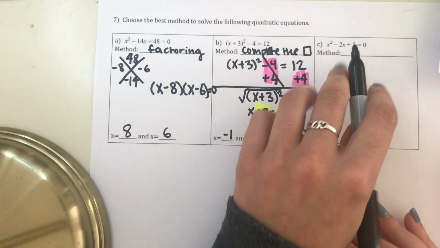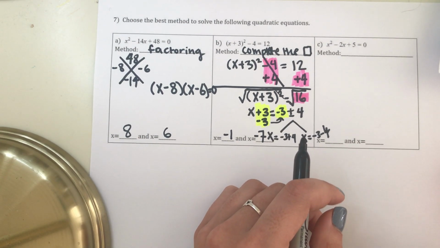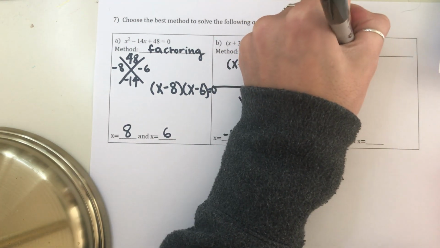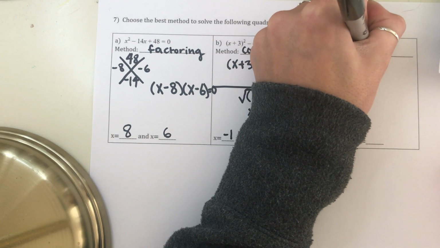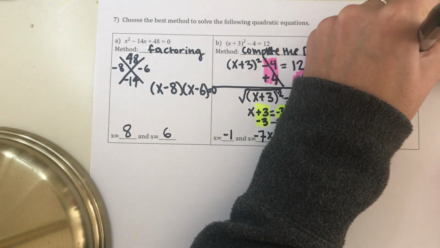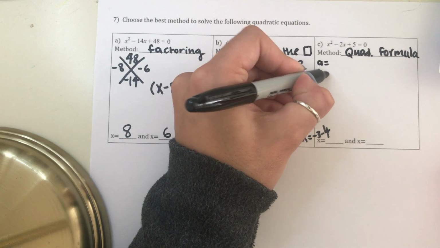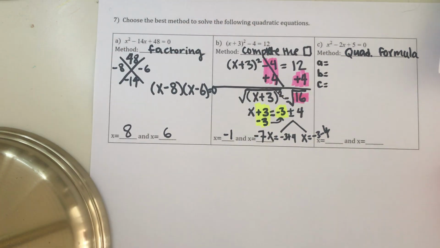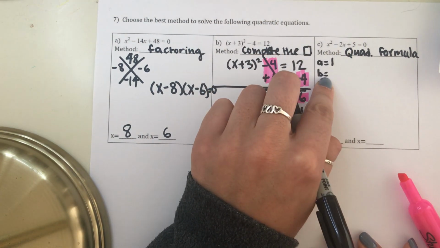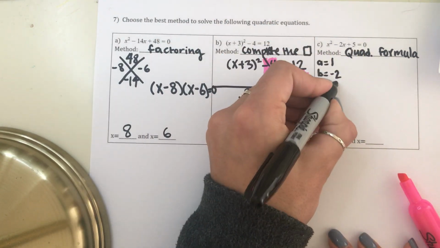And the last one, we check to see if it's factorable. And since the only factors of 5 are 1 times 5, and there's no way that's going to add up to negative 2, I'm going to use the quadratic method here, the quadratic formula. Okay, so I'll label my A, B, and C. A is going to be 1 because there's no value in front of x squared. B is going to be negative 2. And C is going to be 5.